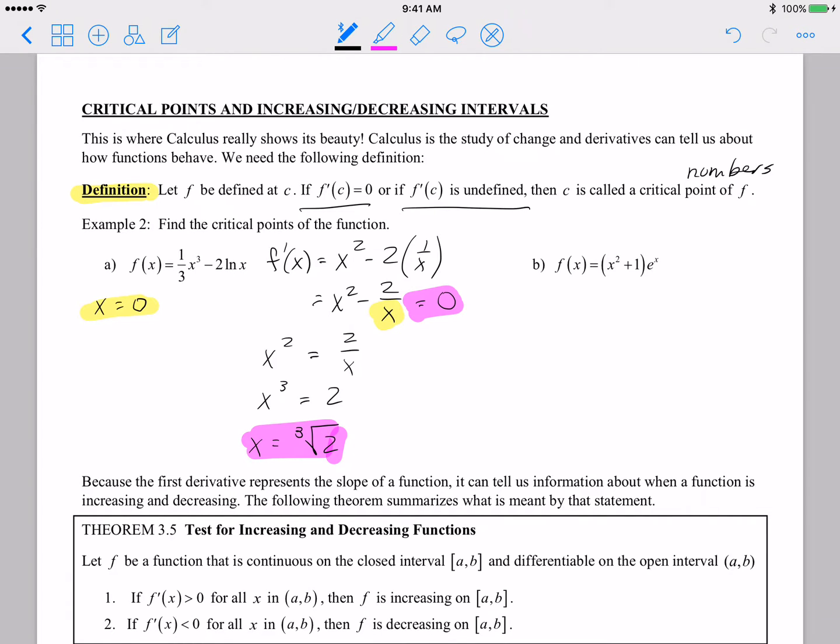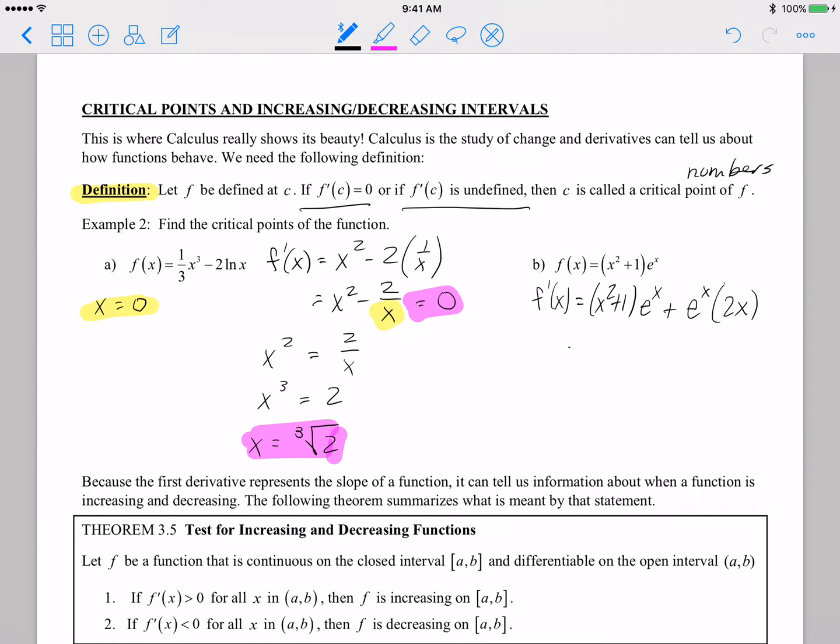Okay, example B, we have x squared plus 1 times e to the x, so this is going to be a product rule in order to find its derivative. So f prime of x is going to equal the first multiplied by the derivative of the second. The derivative of e to the x is just e to the x, plus the second, e to the x, multiplied by the derivative of the first, which is 2x. Sorry about that, let me erase that and put here 2x.